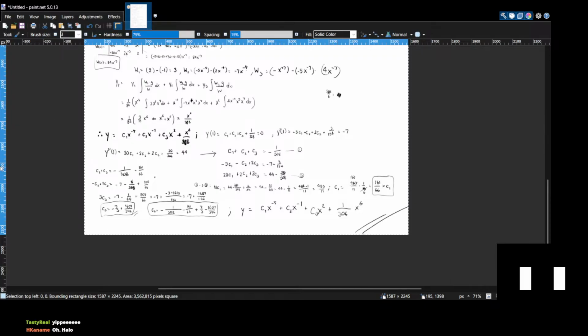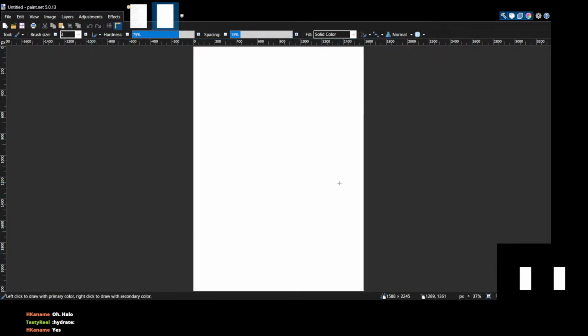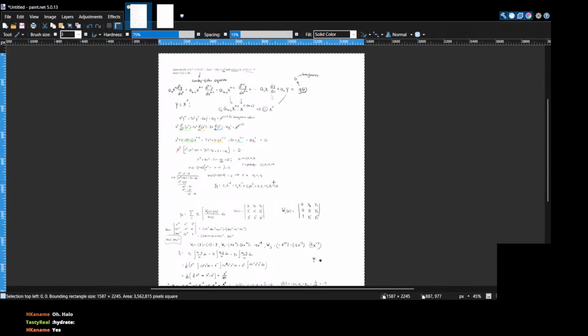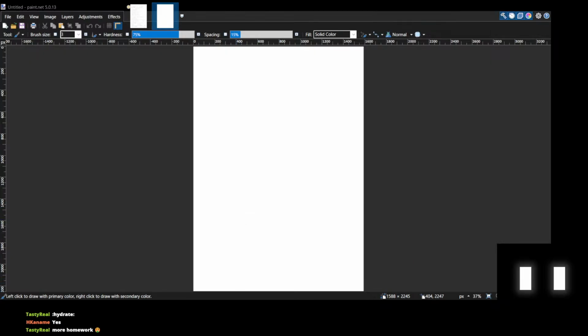Okay, so, new page because we have another homework that we have to do. All right. So that's our differential equation homework completed. Yippee! Why is it so painful? All right. So next up is a little more fun, I think.